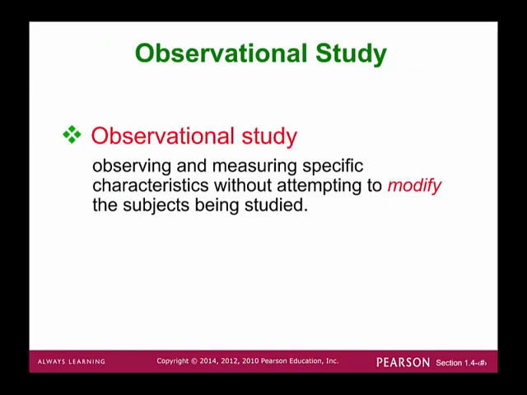Observational study: basically, researchers just observe and measure specific characteristics without attempting to modify. So you do not modify the subjects that are being studied. This is a very important concept embedded under the observational study: no modification needed. You just simply observe and then measure the specific characteristics of the participants.